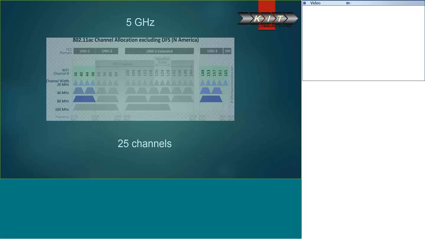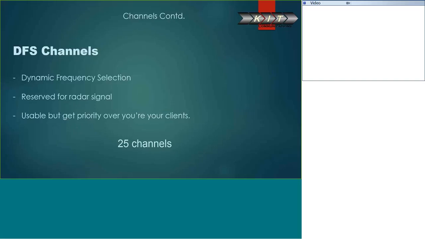So if we look at the 5 gigahertz channel, we move up to 25 channels, which sounds great. You know, we have 25 channels to work with. But these are 25 channels at 20 megahertz. And we run into another problem with the 5 gigahertz channels.